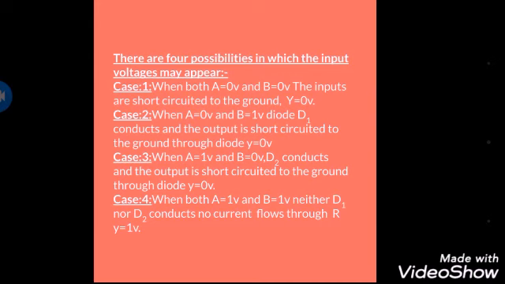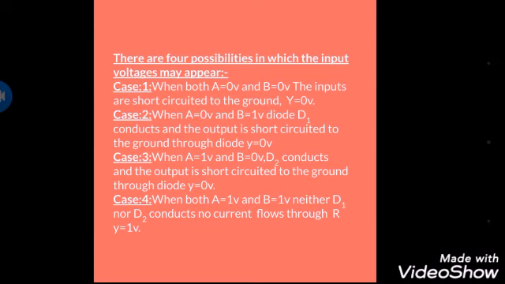In the first case, when both the inputs A is equal to 0 volt and B is equal to 0 volt, the inputs are short circuited to the ground, then Y is equal to 0 volt. In the second case, when A is equal to 0 volt and B is equal to 1 volt, then the diode D1 conducts and the output is short circuited to the ground through the diode. Hence Y is equal to 0 volt.